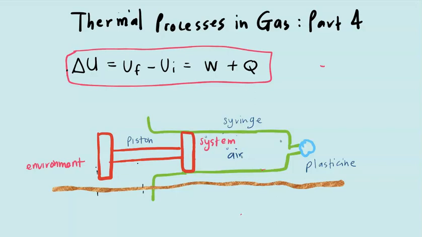We're doing chapter 15. We're still in chapter 15 and this is the fourth part: thermal processes in gas. Okay, so here I have the syringe that we have seen multiple times now.